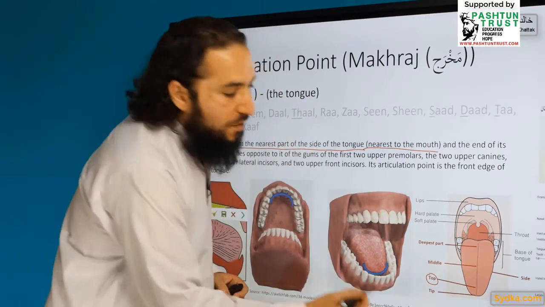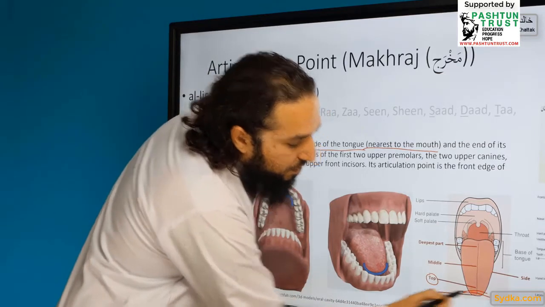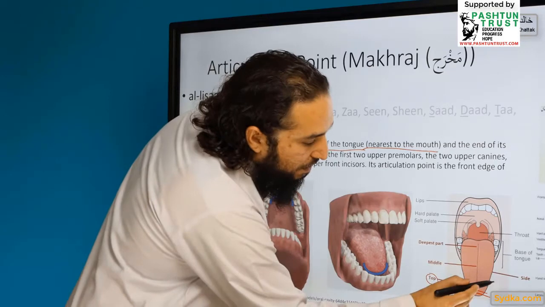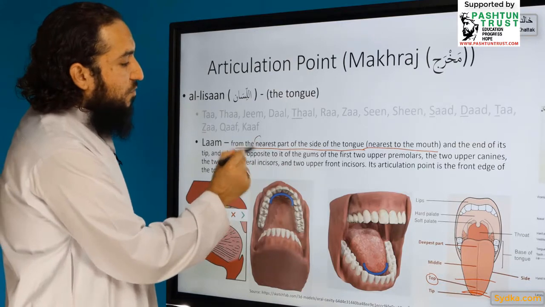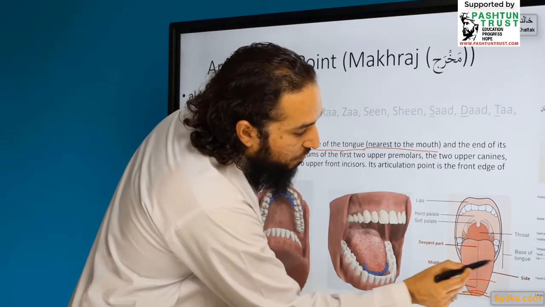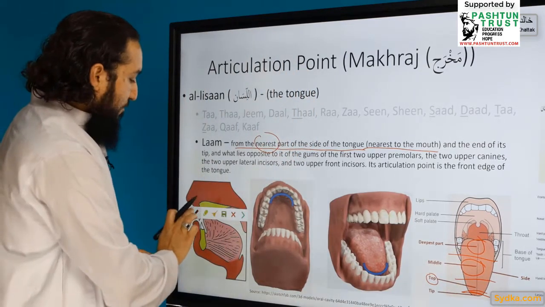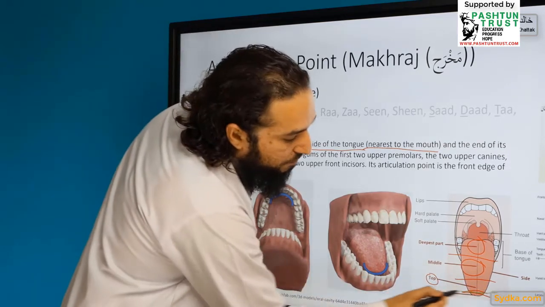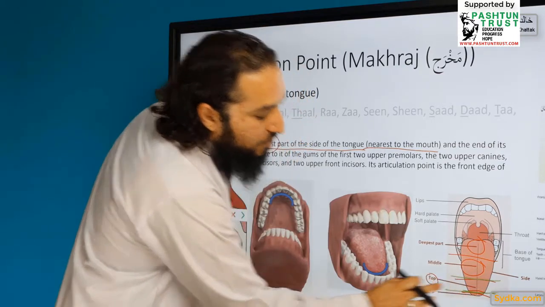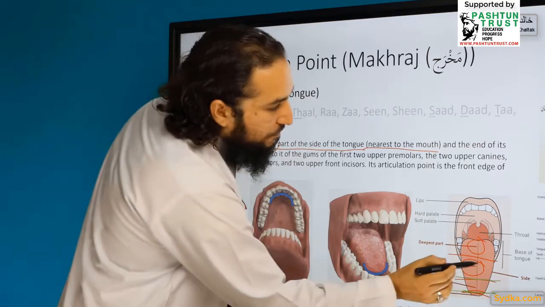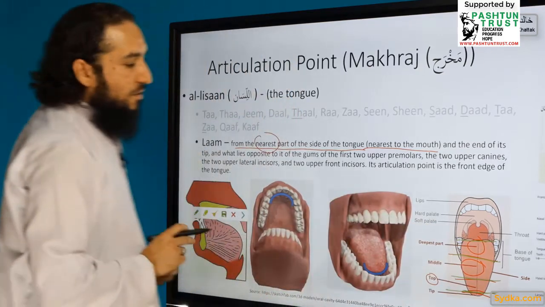The top is called the nearest part as well. So again we divide the tongue into a few parts. The first part would be the tip of the tongue, and then we have the top of the tongue, or it's called the nearest part as well. Then the middle of the tongue, and the deepest part of the tongue. So the first one is the tip of the tongue, this one is the top of the tongue, or the nearest part of the tongue, this is the middle part, and this is the deepest part of the tongue.